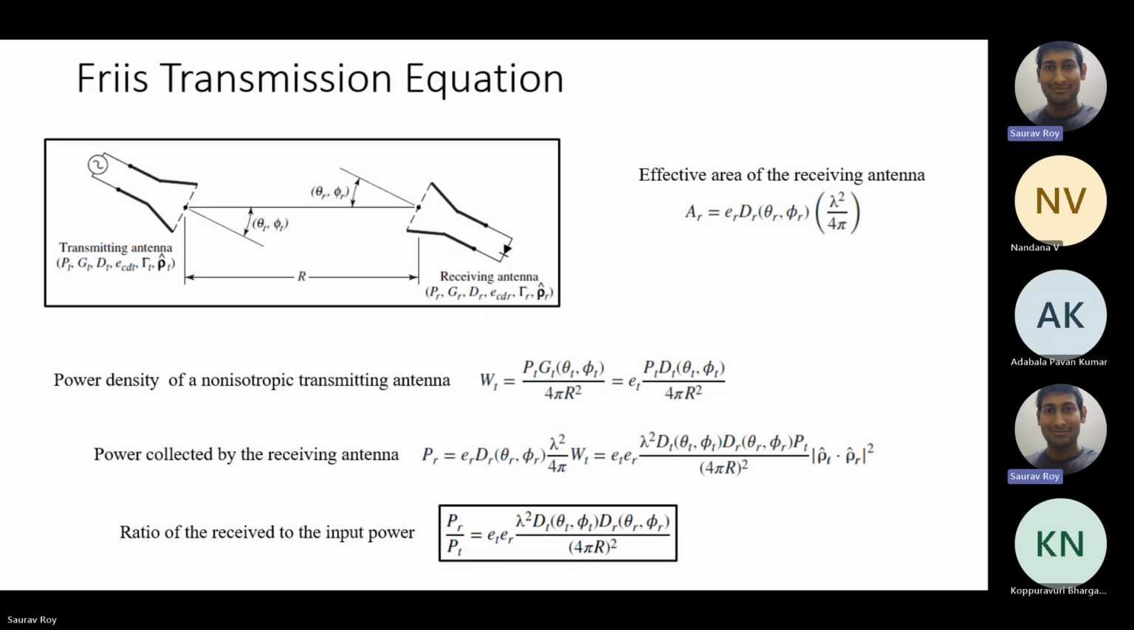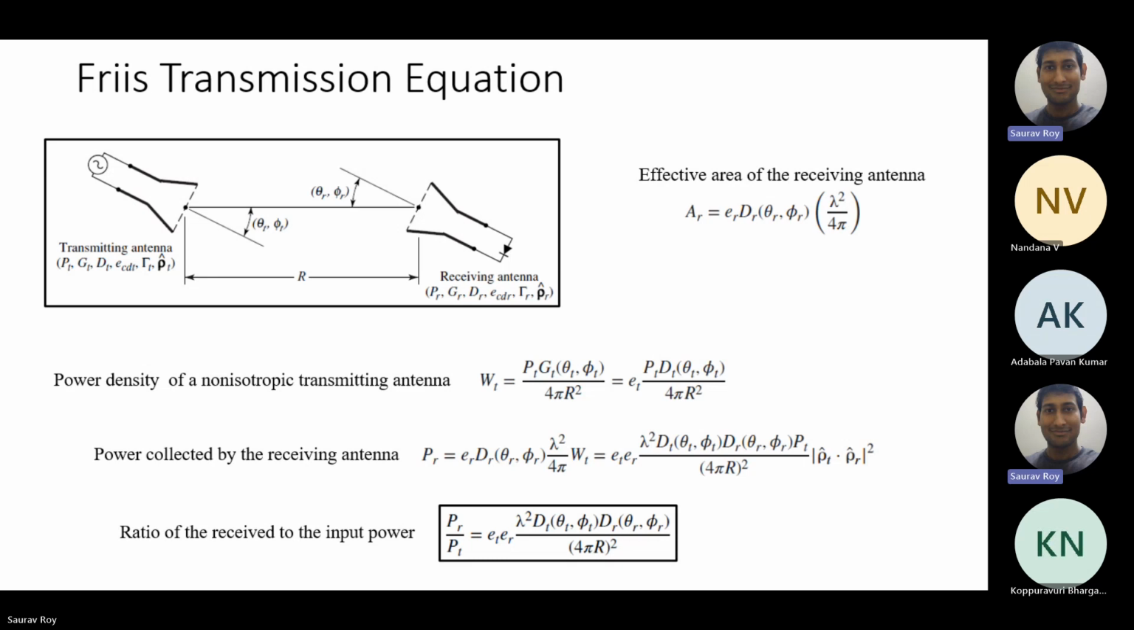We already had the equation of the effective aperture area of the receive antenna, and we know the power density. So from that, the power collected is the effective aperture area multiplied by the transmitted power density. That is what the second equation shows: effective area multiplied by the power density of the transmitted antenna. If you take all these things together, then the equation becomes like that.